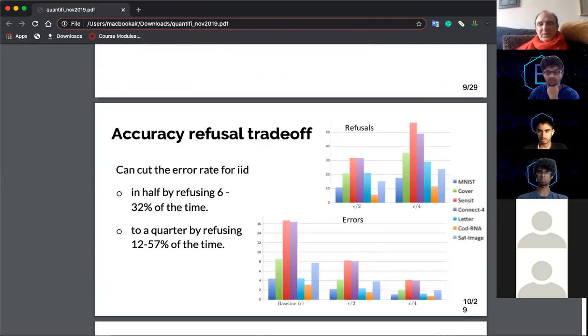So just to give you a little spoiler, what we've done is we've taken several machine learning benchmarks here. For example, MNIST, the first one, you can see it on the right, is handwriting recognition. Cover has to do with coverage of the earth, whether it's forest or not forest. Connect four is the Connect Four game. COD RNA is trying to figure out what the coding sequences in the DNA are, things like that.